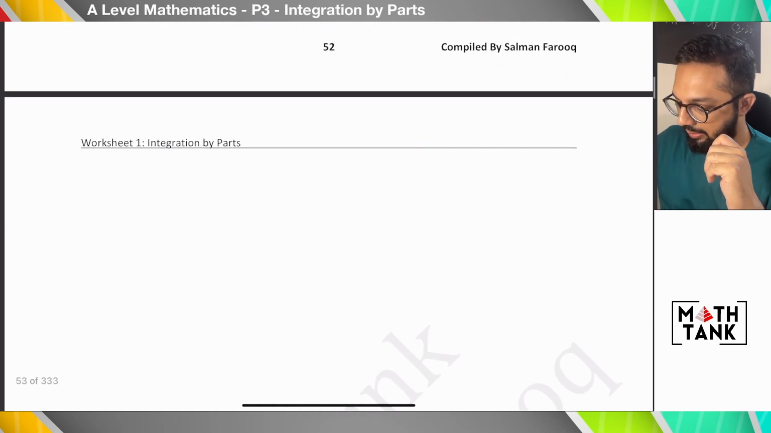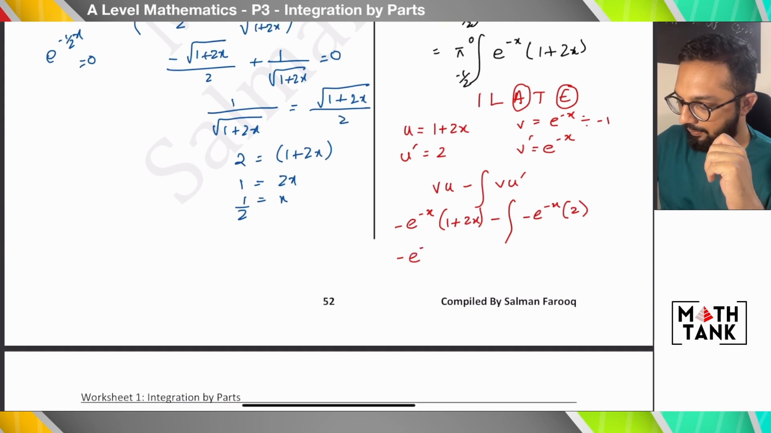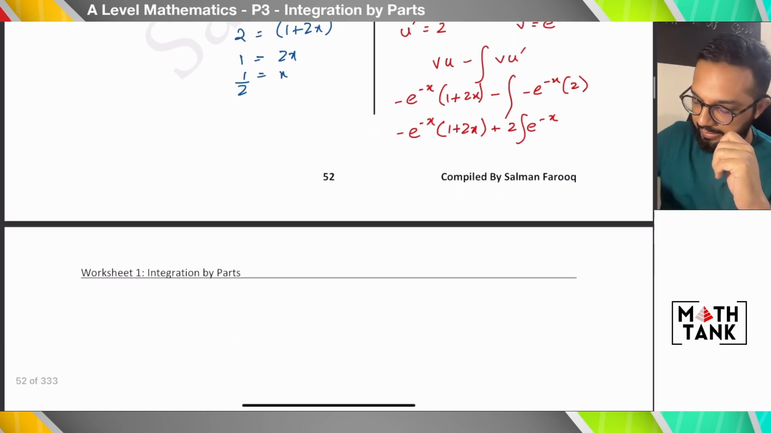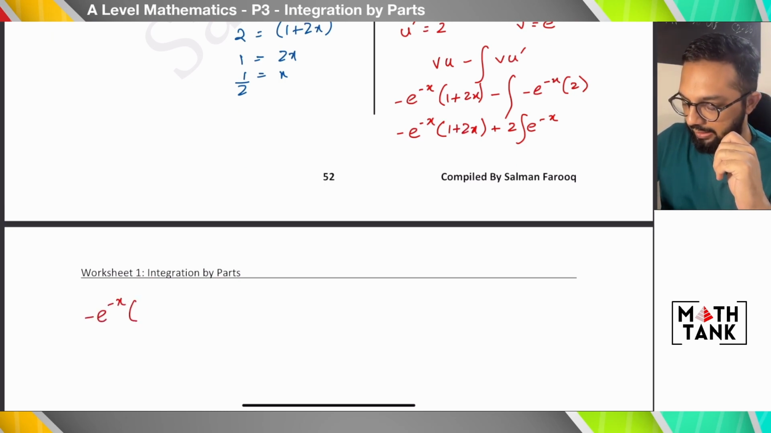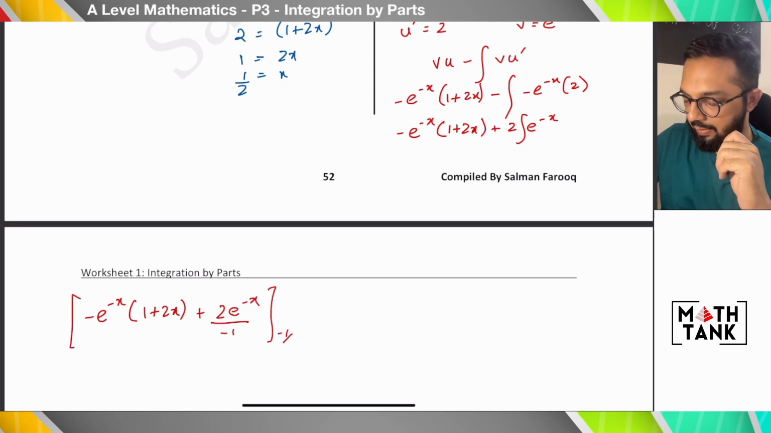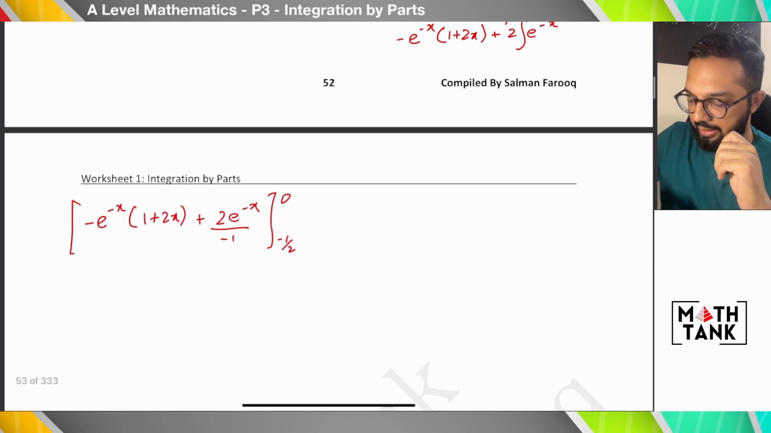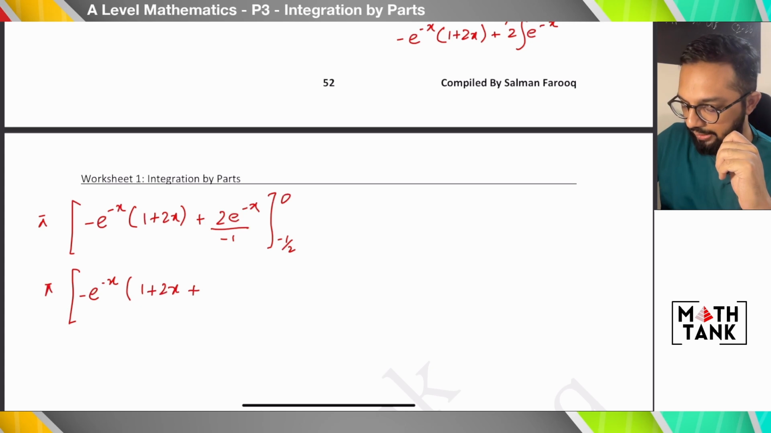So again, what I can do is say that this becomes this. I brought the minus outside and the plus outside, and the 2 outside as well. So this becomes minus e power minus x into 1 plus 2x, and that again integrates to minus e power minus x. And I have the limits minus half to 0. And there's a pi outside as well. The easy way is to pull out a minus e power minus x common and say that 1 plus 2x plus 2.